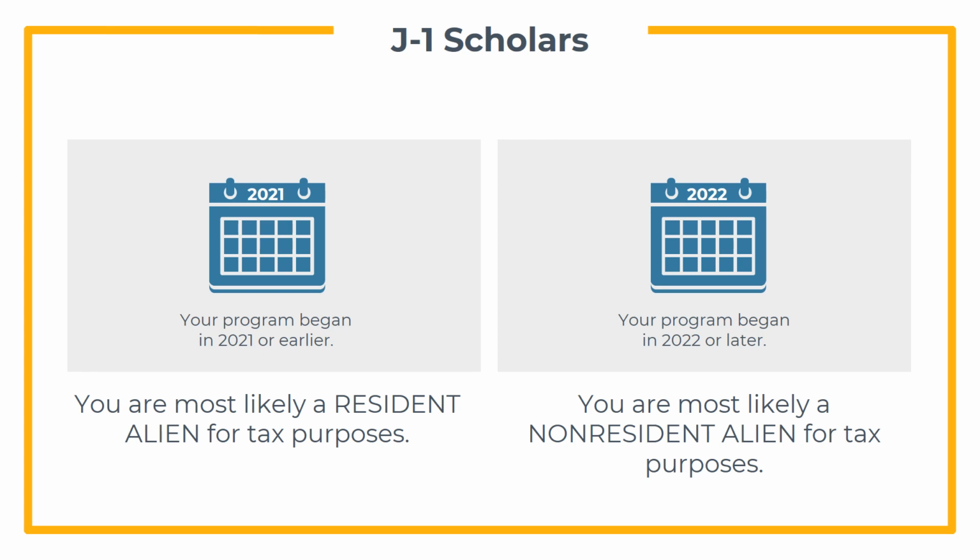J1 scholars are considered non-resident aliens for their first 2 calendar years in the U.S. If you are a J1 scholar, you may be a resident alien for tax purposes or a non-resident alien for tax purposes, depending on when your program began and when you entered the United States.